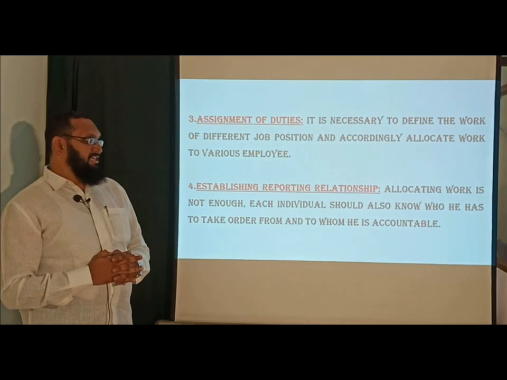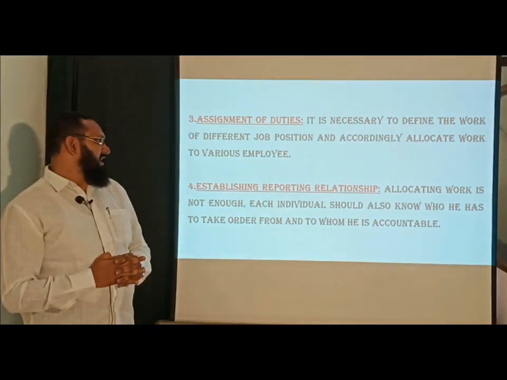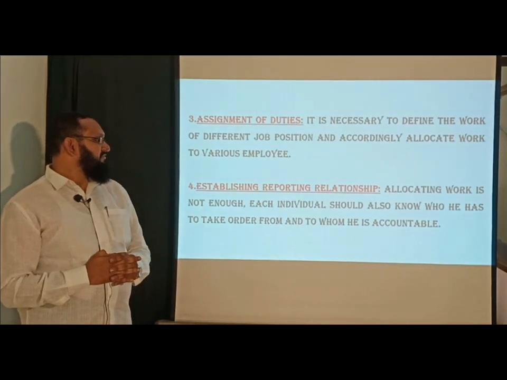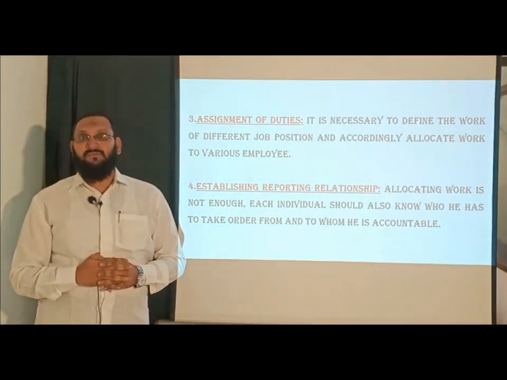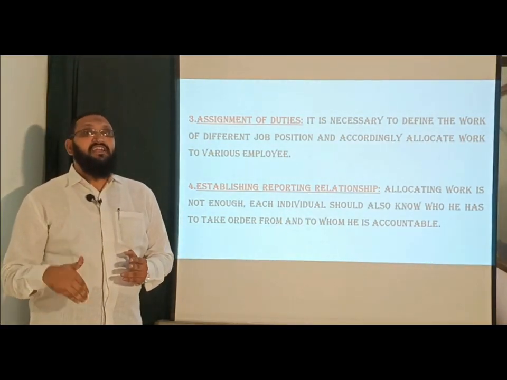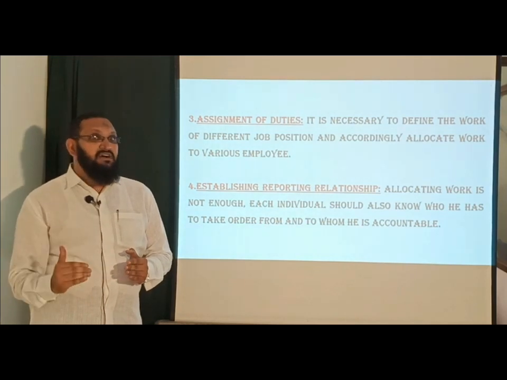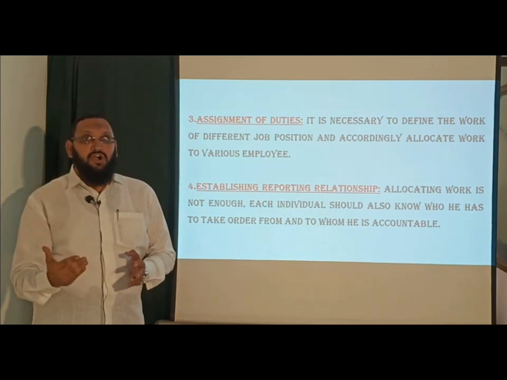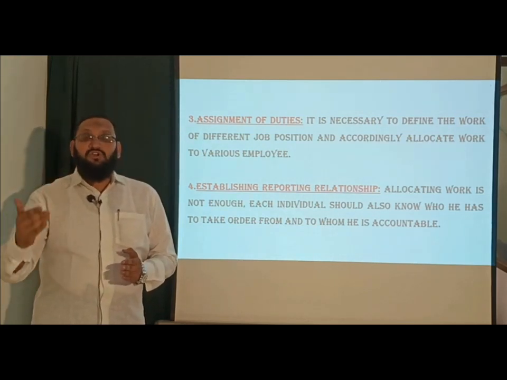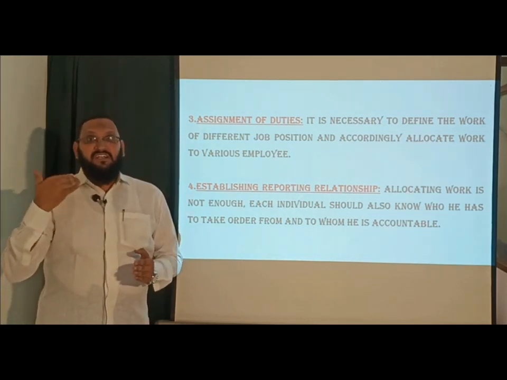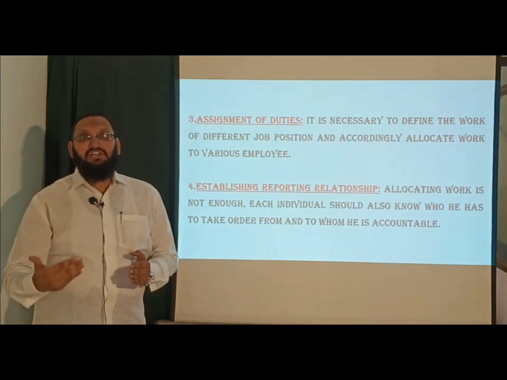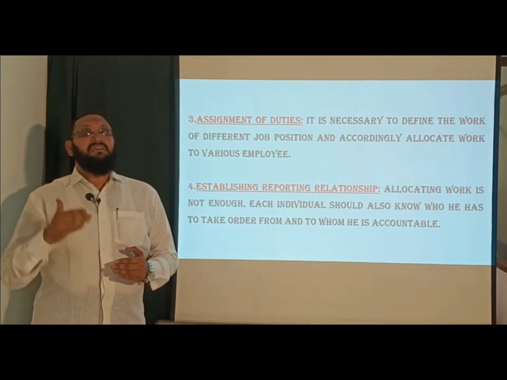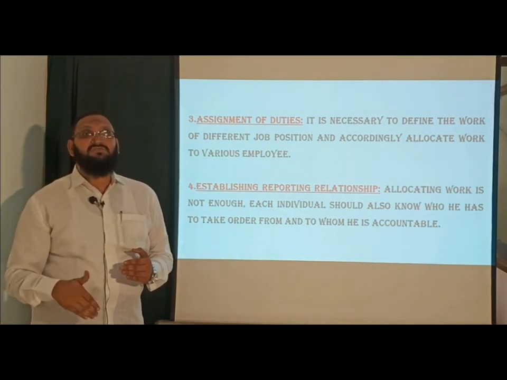Establishing reporting relationship. Allocating work is not enough. Each individual should also know from whom he has to take orders and to whom he is going to be accountable. Just allocating duties and responsibilities is not enough. We have to establish the reporting relationship: from whom you are going to take the command and the order, and after completion of the task, to whom you are going to report, to whom you are answerable. Here accountable is nothing but answerable.